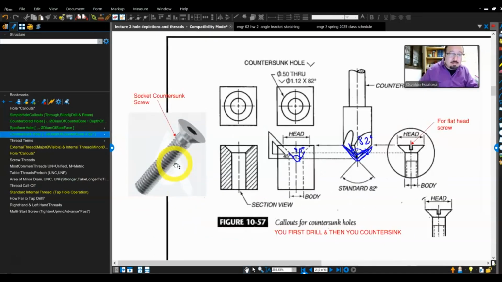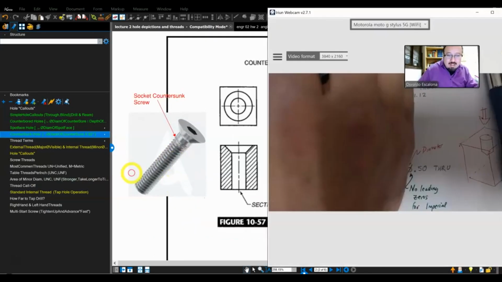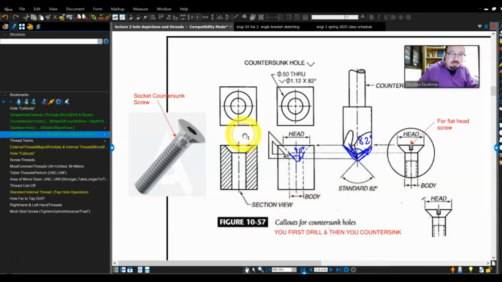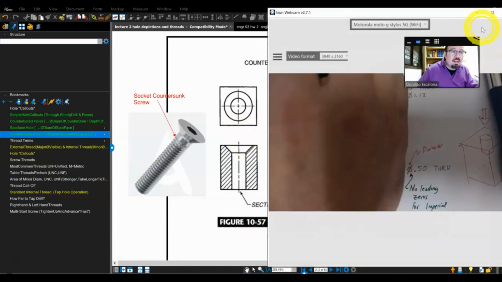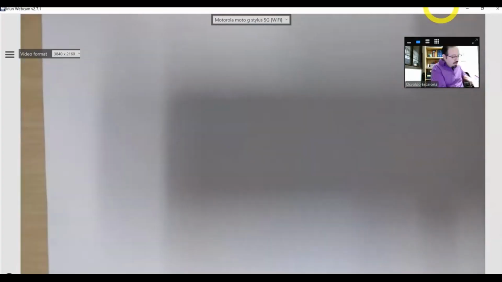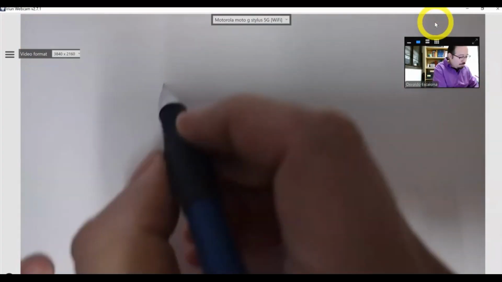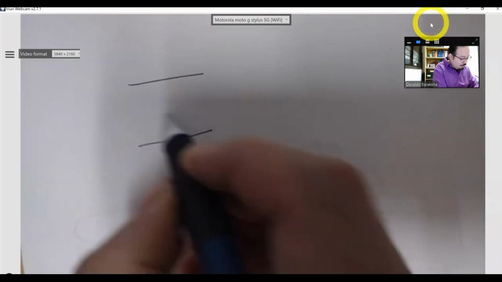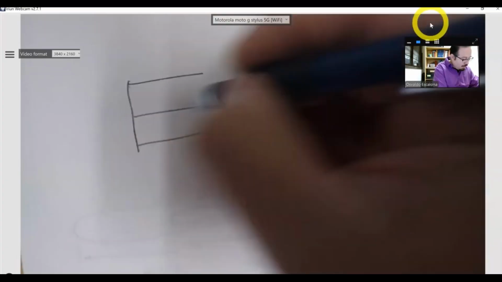Oh, by the way, what's the difference between a bolt and a screw? The difference between the bolt and the screw is the application. Do you want it for a bolt? Do you want it for a screw? What does it mean? Bolt and screw means you bolt something or you screw something.